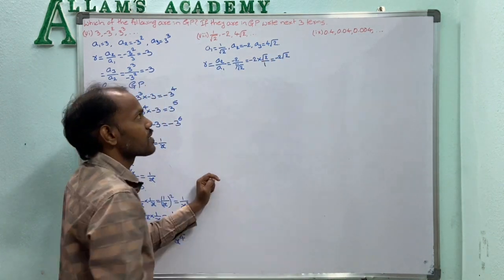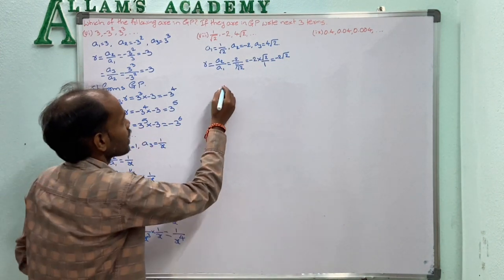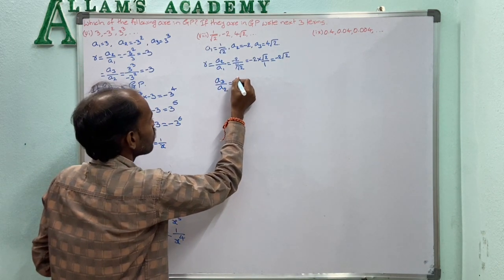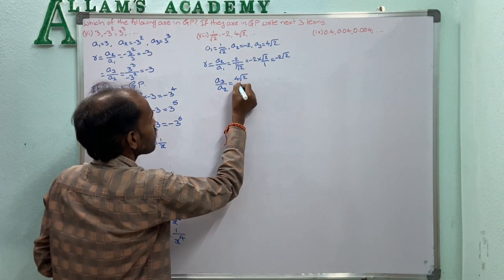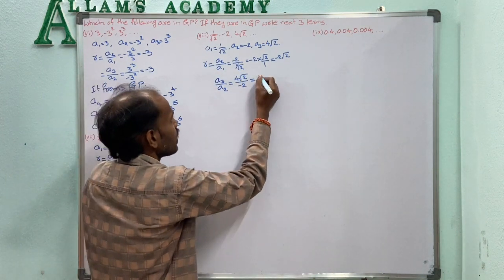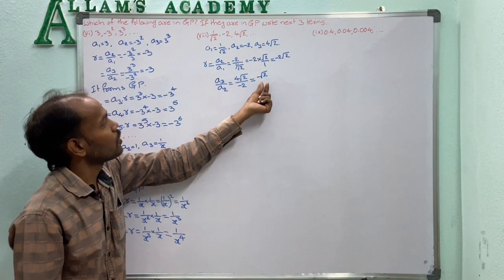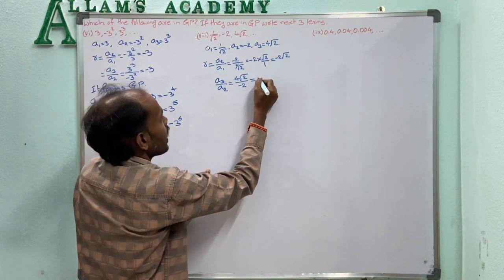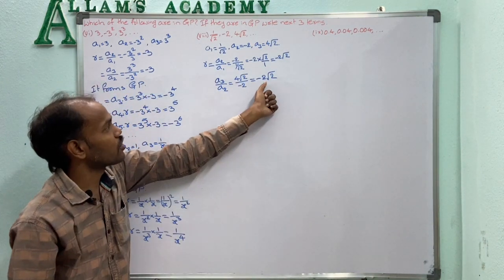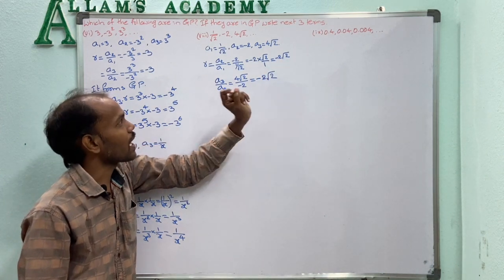Dividing by 1 means only the numerator remains, that is minus 2 root 2. Next, the third term by the second term, a3 by a2, equals 4 root 2 by the second term, which is minus 2. So 2 ones, 2 twos, that means minus 2 root 2 here came. Now both observe, minus 2 root 2 is the common ratio.